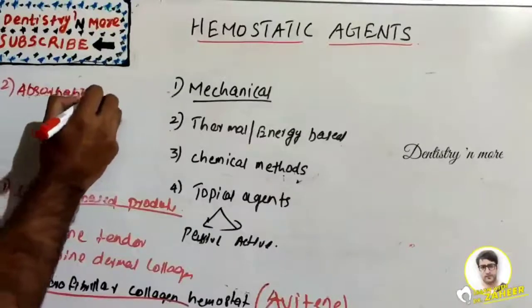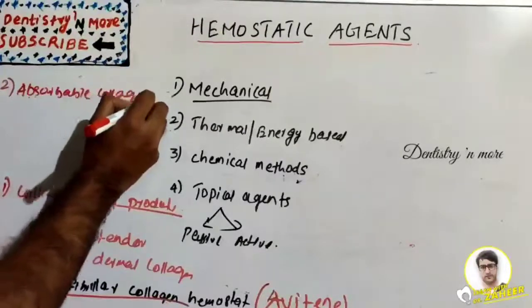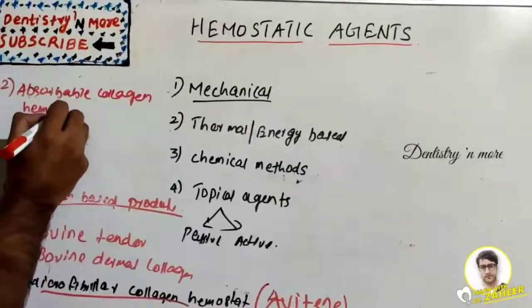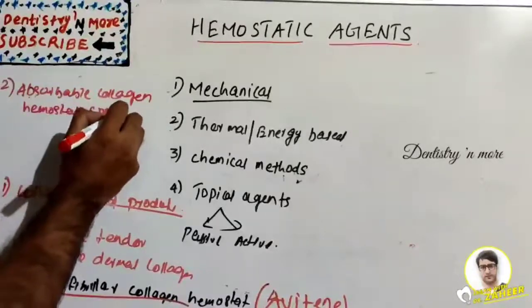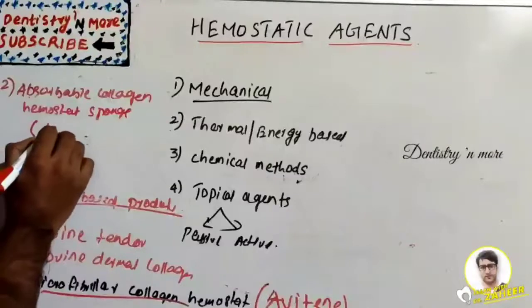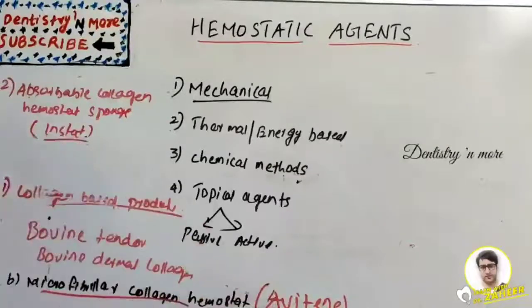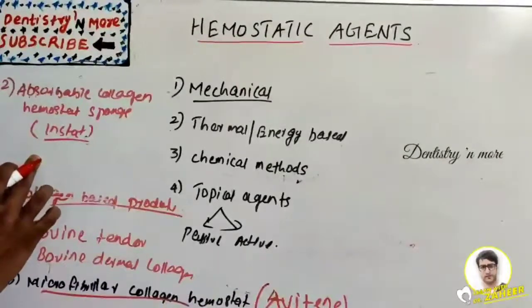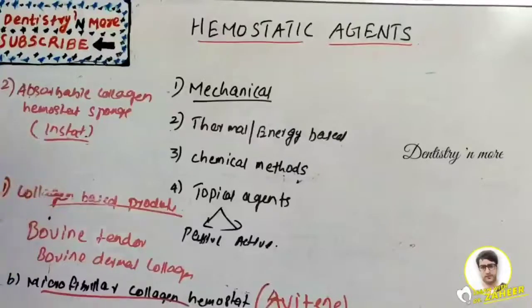Absorbable collagen hemostat sponge, which is Instat. Okay, this is Avitin, this is Instat. This is derived from purified and lyophilized bovine dermal tendon, which adheres to the surface when wet and does not stick to the instrument. It is a collagen sponge, which gets absorbed in 8 to 10 weeks and controls bleeding in 2 to 5 minutes.